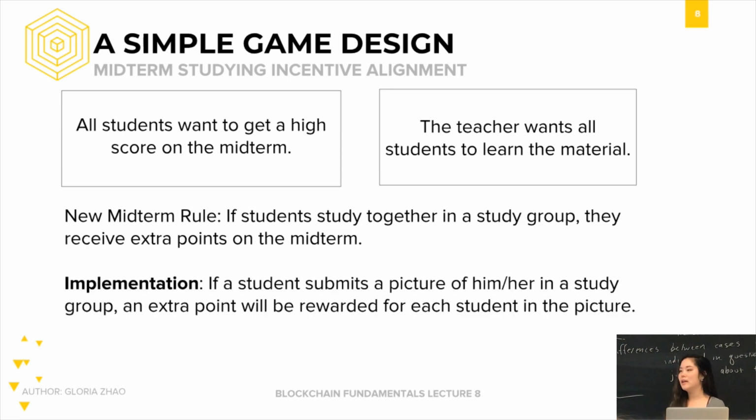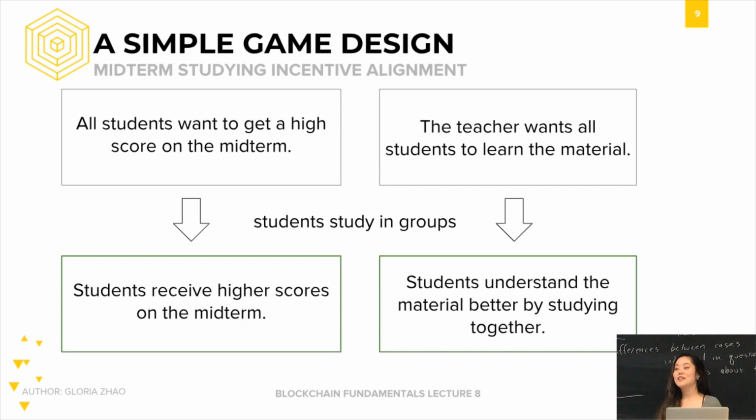And the way we implement that is we have a new set of rules where in your midterm, you're going to bring a picture along with you that has you and your study group together, and you'll get points awarded for every student in the picture. So the idea is the more people in the picture, the more points that you get. So the idea is students will study in groups because they want to get these extra points on the midterm using this study group picture. And so this outcome that they get is higher scores. And for the teachers, they also achieve their goal because everyone studies together and is able to learn from each other and overall understand the material a little bit better. So this is obviously an ideal situation, but just think of it in the most simplest sense.